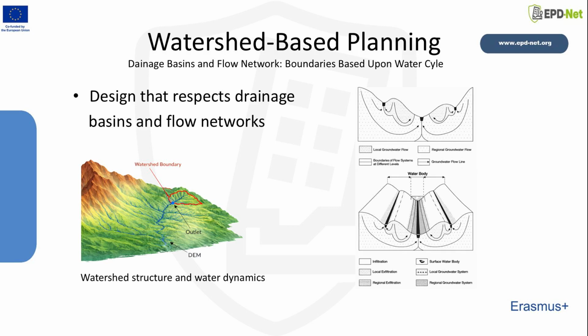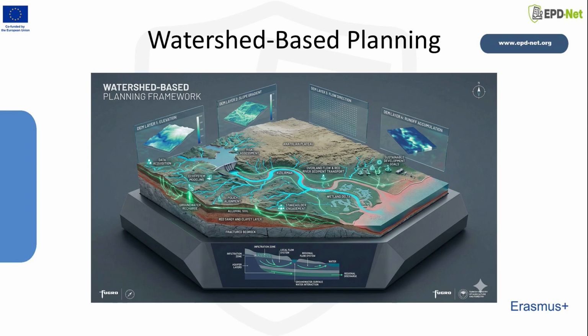The digital elevation model in the visual makes this logic easier to understand by showing how differences in elevation and slope determine flow direction and runoff accumulation across the catchment. In addition, the groundwater flow diagrams show that hydrological processes are not limited to visible surface water. Local and regional groundwater movement, infiltration zones, and subsurface recharge also depend on terrain conditions.